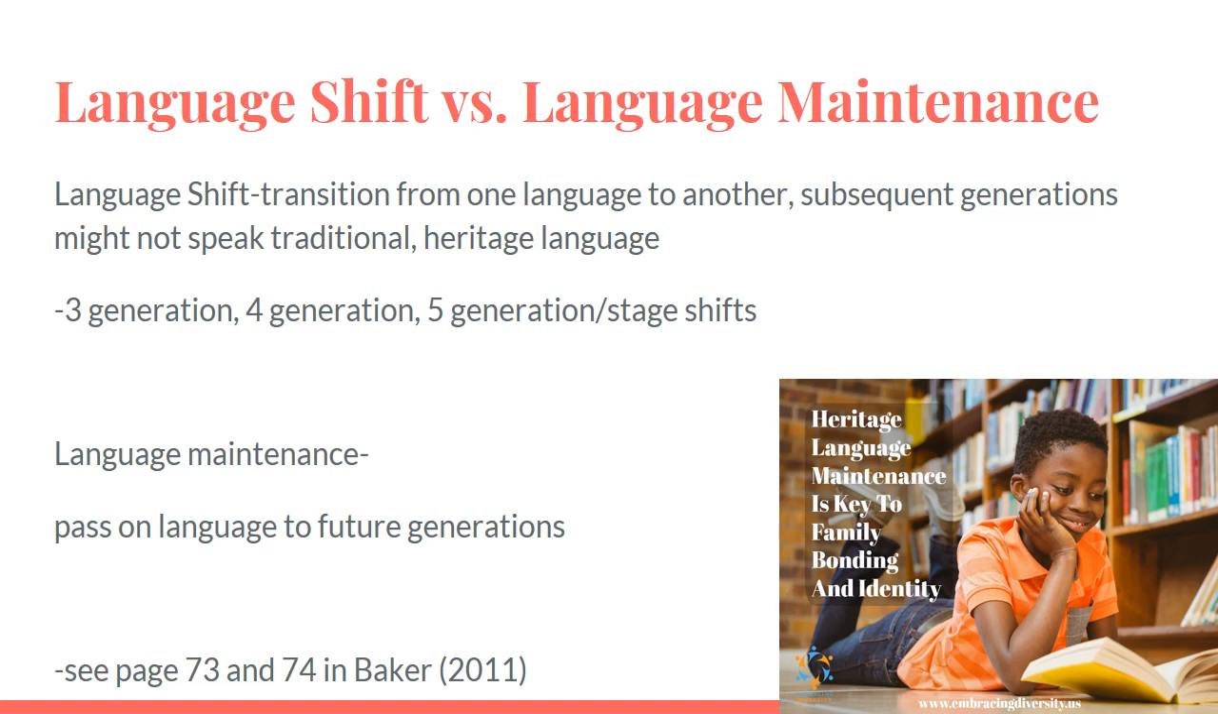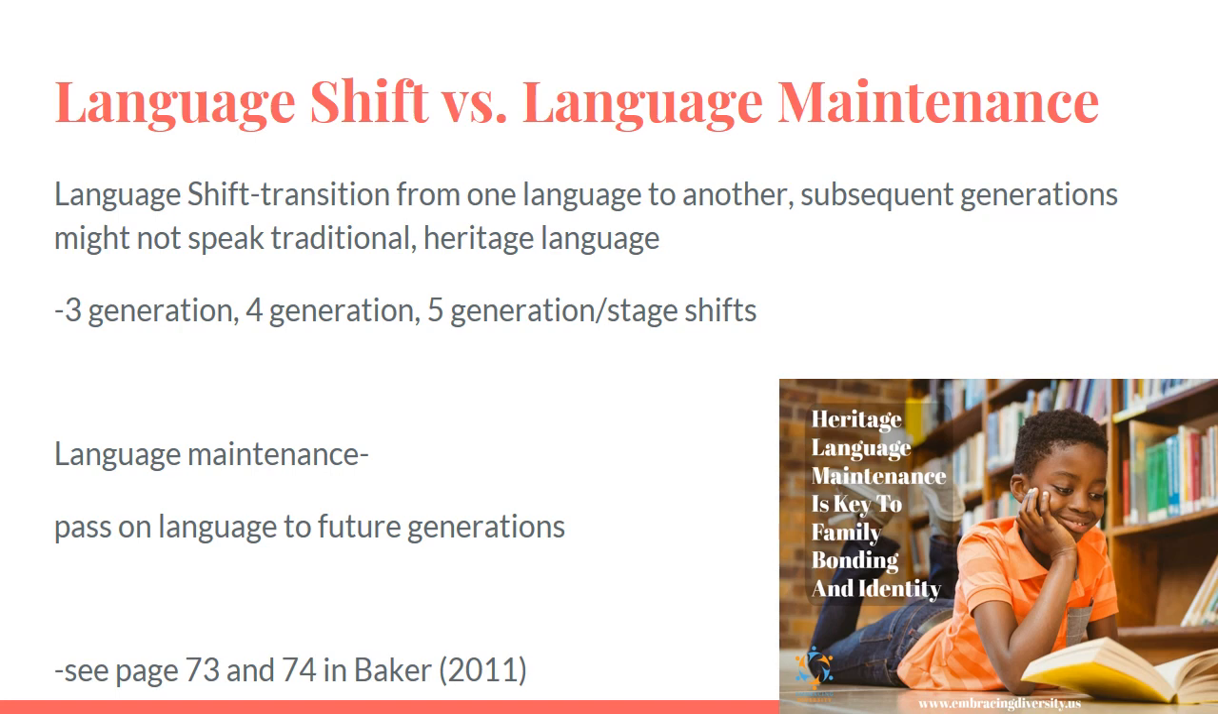Let's talk about language shift and language maintenance. Language shift is the transition from one language to another. Normally it's the transition from the minority language to the majority language, and it's based on a generational context. So in the United States, many times there was a three-generation shift.